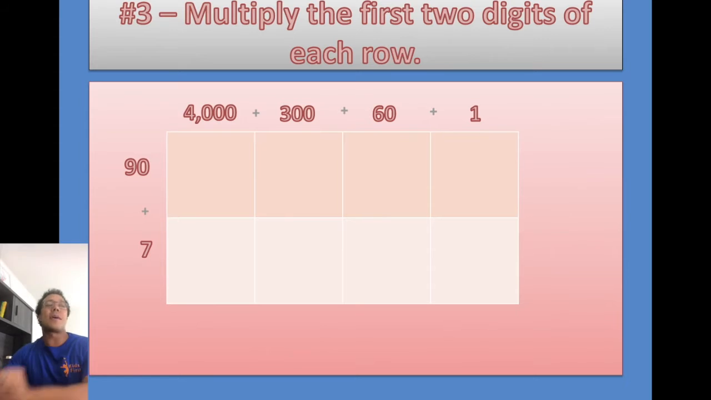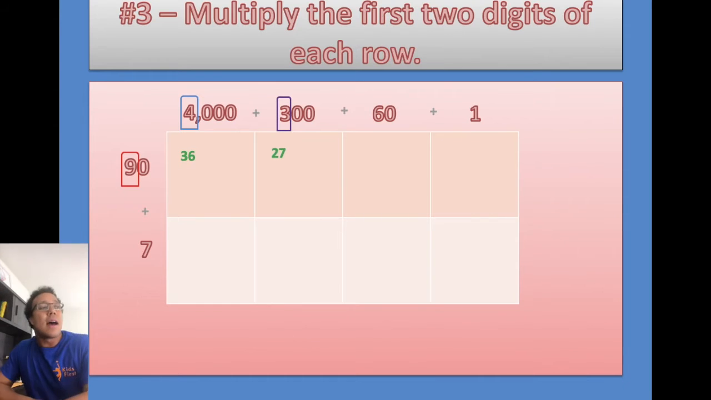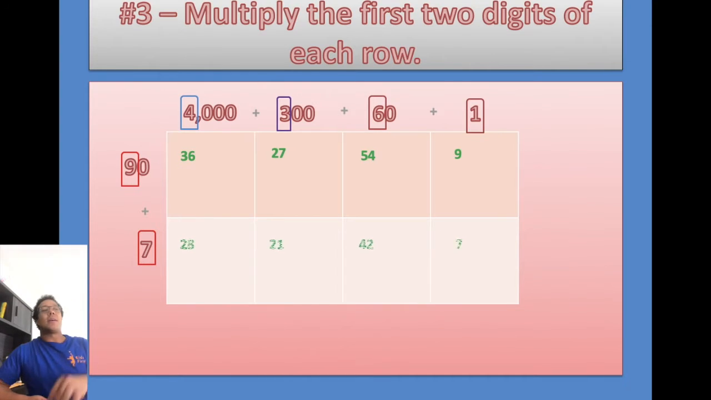Next one, multiply the first digits of each row. You might have seen this, you might not. It's not necessarily a standard practice, but it works. 9 times 4, 9 times 3, 9 times 6 is 54. And you've got your first digit of each part of your model.